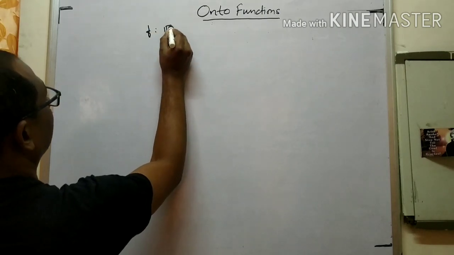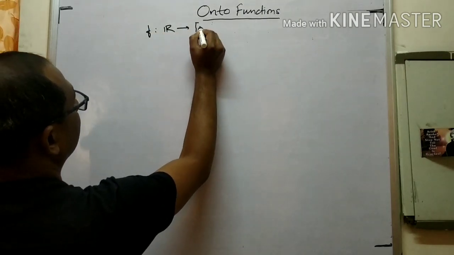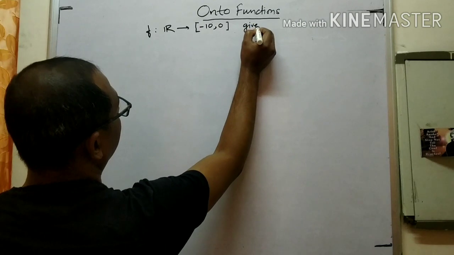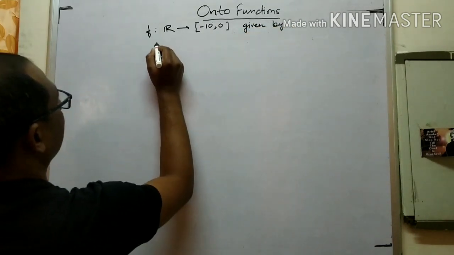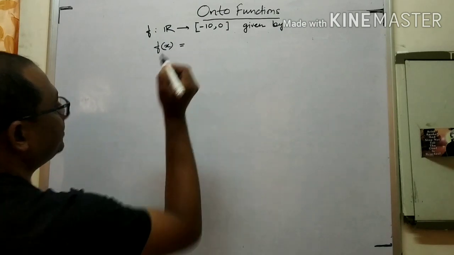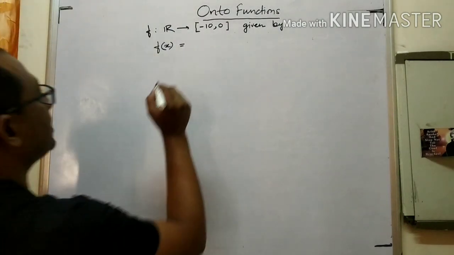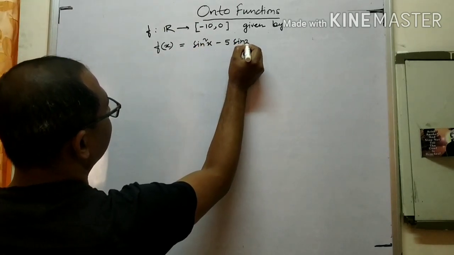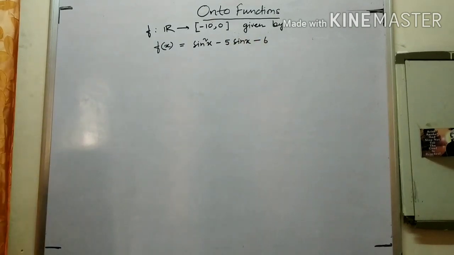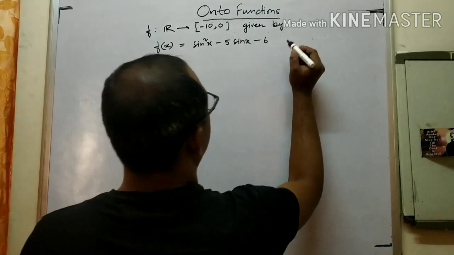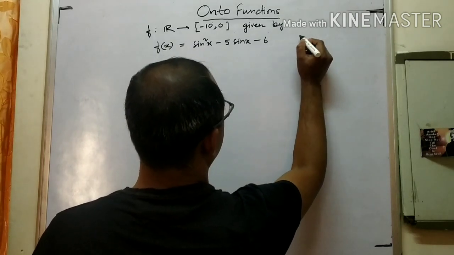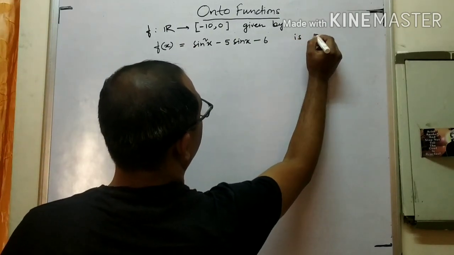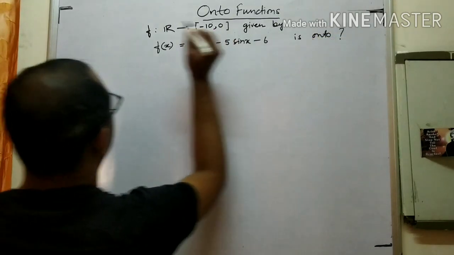F running from R to [-10, 0] given by f(x) equal to sin squared x minus 5 sin x minus 6. To check whether it is onto or not, whether f is given by this is onto. Check.